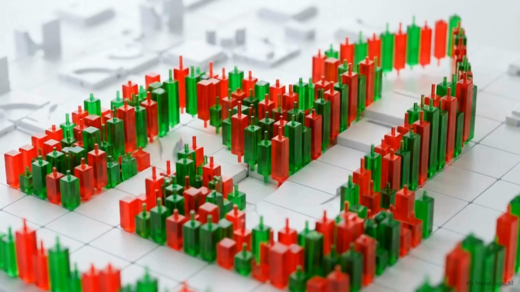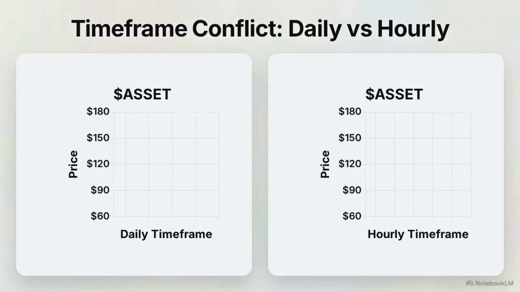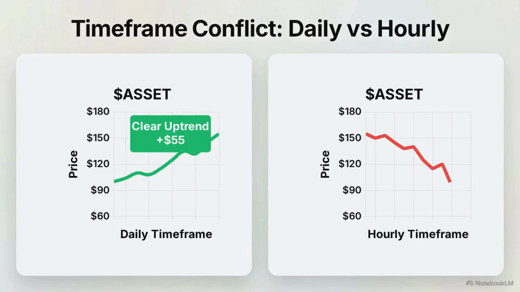A single asset can tell you completely opposite stories at the exact same time, depending entirely on the time frame you look at. Look at these two charts tracking the exact same asset. On the left, the daily chart shows a clear, profitable upward trend. Switch to the hourly chart on the right, and that exact same average shows a steep downward plunge.